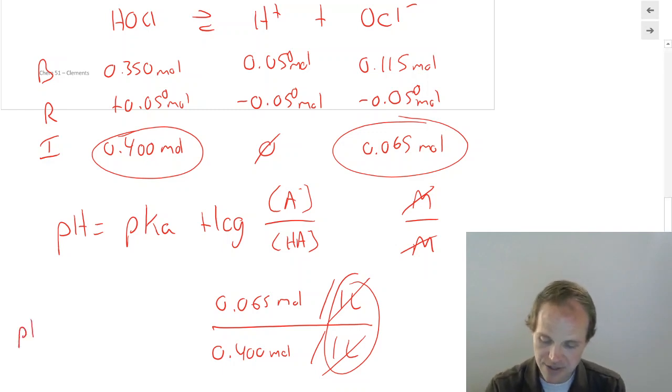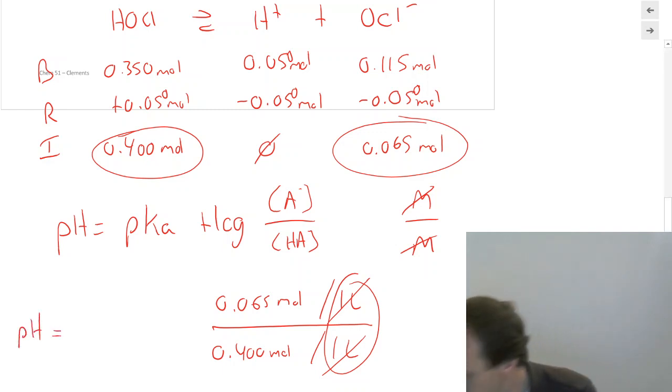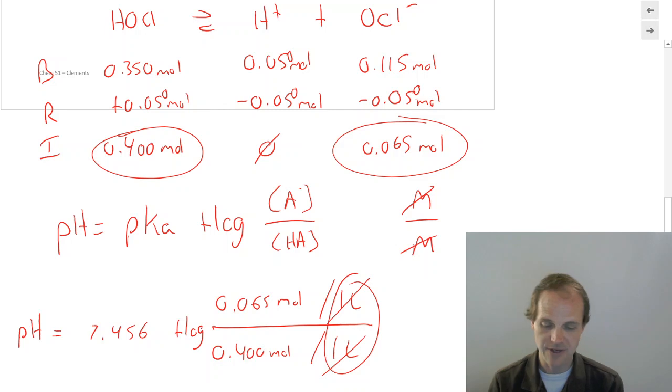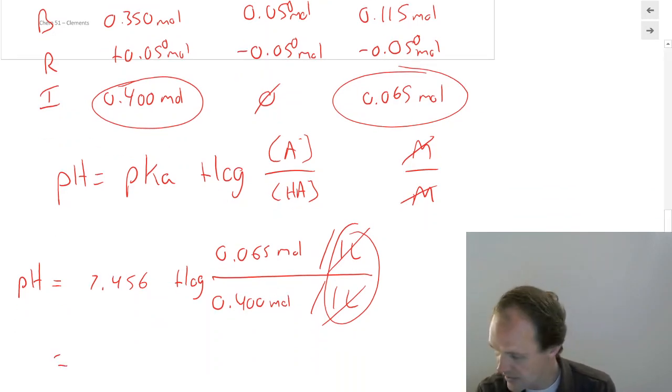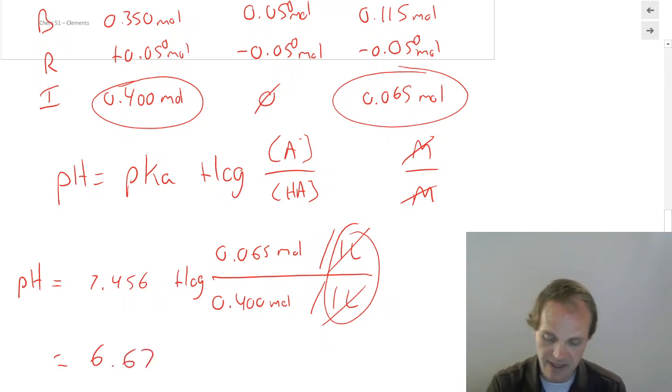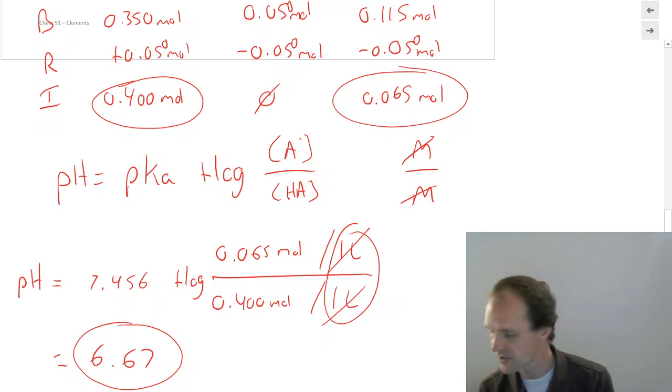So our pH is just going to be our pKa, which we calculated before, is 7.456, plus the log of that ratio of my A minus over my HA. You plug that into your calculator, and you should get a 6.67 pH. That's a fairly stark change from our initial of 6.97.